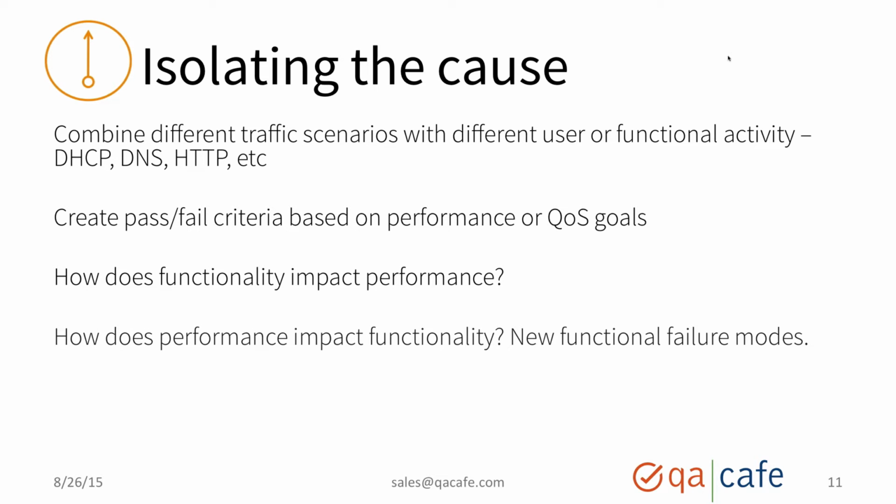And likewise, you can look at the opposite. How does the performance impact my functionality? So when we started doing our testing here, we've seen a whole new batch of failure modes that show up when you present heavier load on the device. It might be that memory gets more fragmented and more issues surface in this type of environment. So you're going to see likely new functional failure modes now that you're placing a lot more load on the devices you're testing.